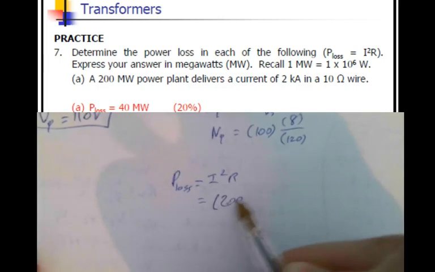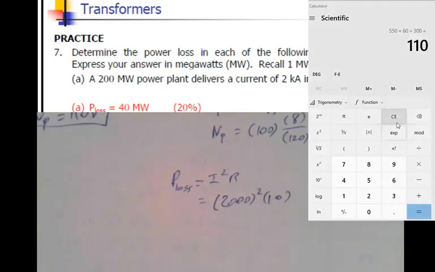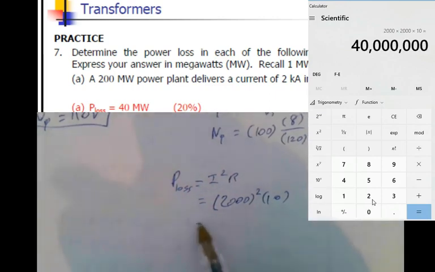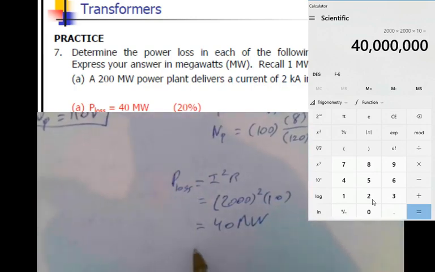This would be 2000 squared times 10. Sorry, let me just do this quickly here. I'm going to try to do it in my head, but I think it's better if I just do it this way. So 2,000 squared, so multiplied by 2,000 times 10. So that is a 40 megawatt power loss. And if we wanted to compare that as a percentage, 40 over 200 is a 20% power loss.